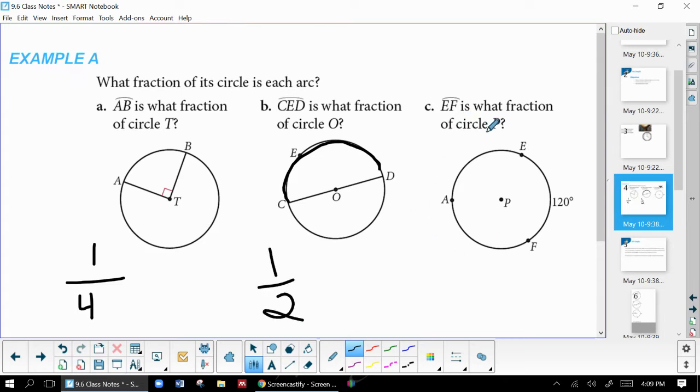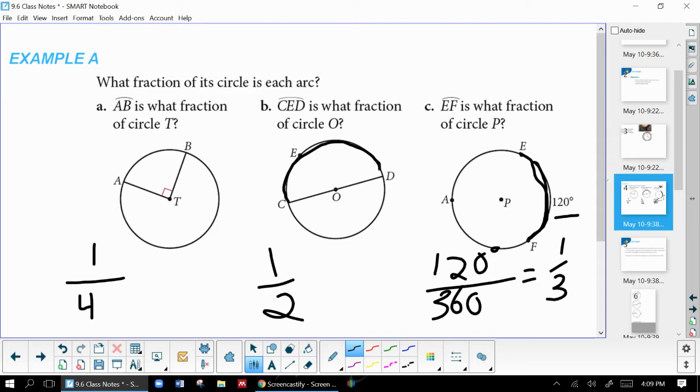Now, something like this, EF, might be a little harder. It's not exactly obvious what that arc should be. But the key here is you can use the measure of the arc to help you out. We know that the measure of this arc is 120 degrees, and the measure of the whole entire circle is 360. And if we simplify that down, we get 1/3. So that's 1/3 of the entire circle. Now, when we talk about arc length, all we're doing is taking whatever fraction of the circle we have times our circumference. So if we have 1/3 of the circle, we find the circumference and multiply it by 1/3.